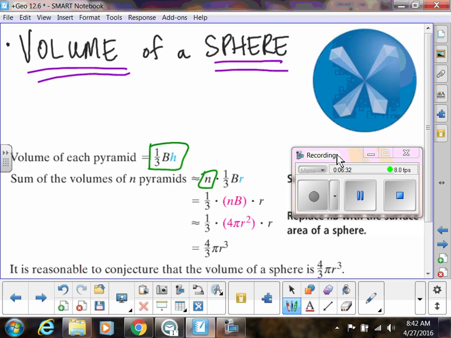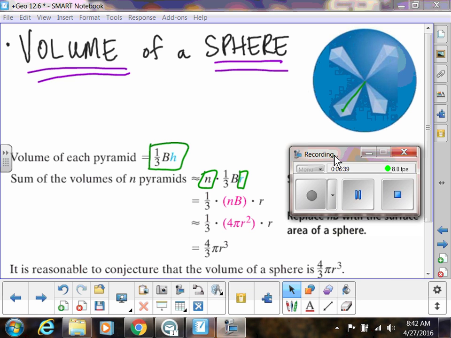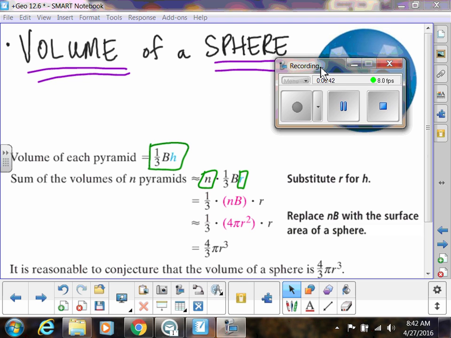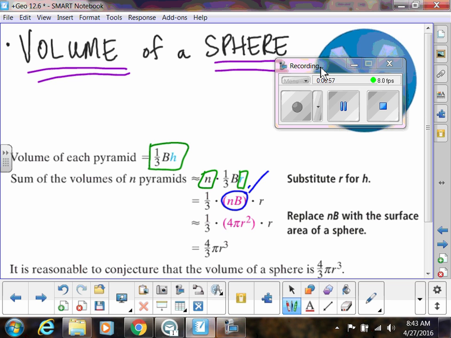Now the height of each of these pyramids is simply the radius of the sphere. So I'm going to replace that with r instead of h. The other thing I'm going to consider is, if I have a million of these square bases, think about what that covers. If I add all of them up, that should cover the surface area of the sphere, right? Because all of those little squares would combine to give you this blanket across the surface of the sphere.